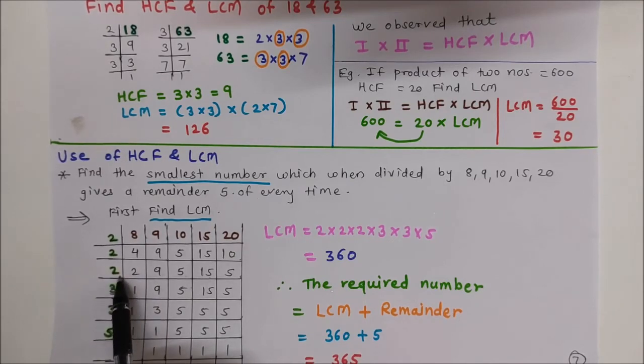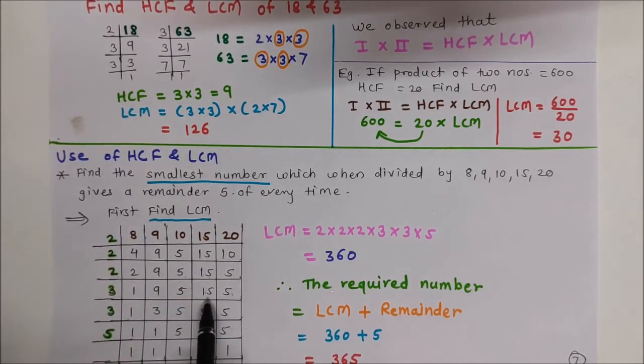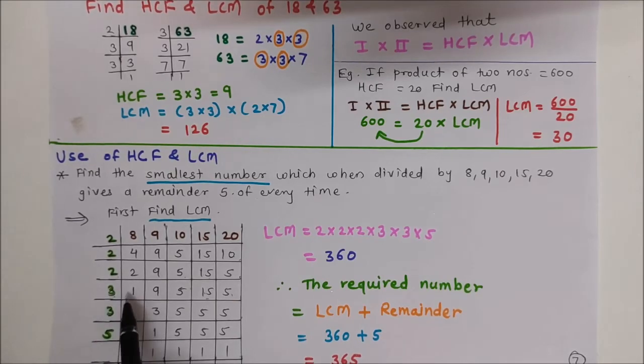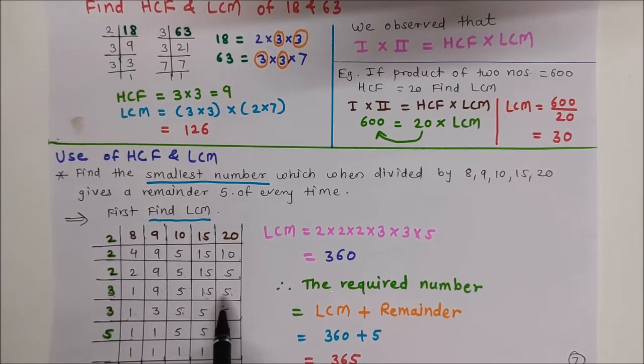Again here 2 is divisible by 2, so we take 2, because we only need a number that divides at least one number. 2 ones are 2. Then 9, 5, 15 and 5 as it is. Again 9 and 15 are divisible by 3, so we take 3. 1 as it is. 3 threes are 9. 5 is not divisible by 3, so write down 5. 3 fives are 15. Again 5 as it is.